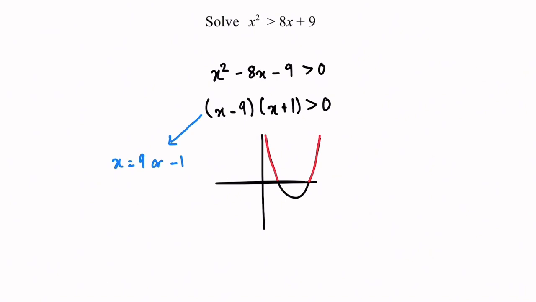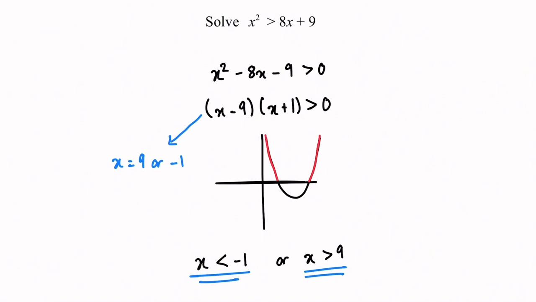This is just a simple sketch. It's nowhere near accurate of what the actual graph looks like, and it doesn't matter what the actual graph looks like. All we're trying to think of here is, are we looking at the part of the graph that's above the x-axis or the part that's below the x-axis? So in this case, we're looking at the part that's above the x-axis. And therefore, the solutions that we get is x is less than minus 1 or x is greater than 9.